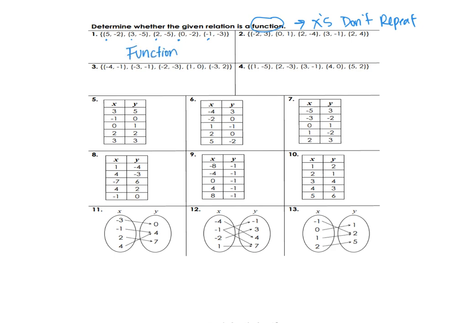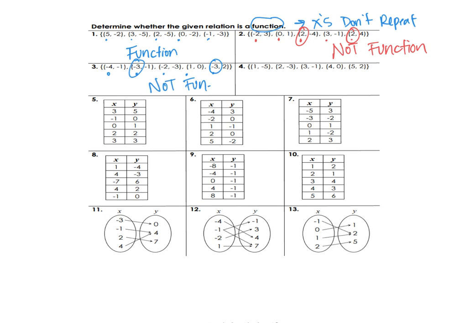On number 2, our x values here are negative 2, 0, 2, 3, and 2. They have to be exactly matching. See, I have 2 that repeated, so not a function. Okay, so keep continuing on just really quick. Number 3, we have negative 4, negative 3, negative 2, 1, negative 3. Our negative 3's repeated, so not a function. I'm going to say not fun.